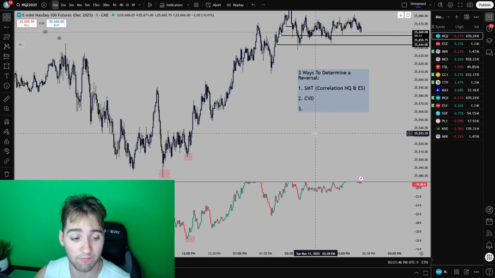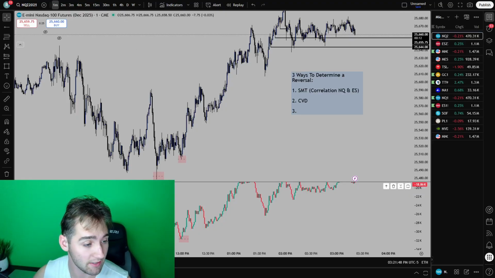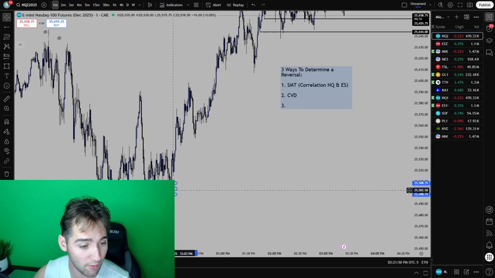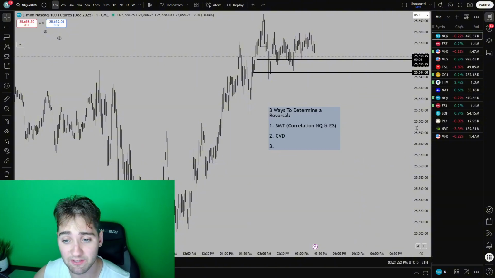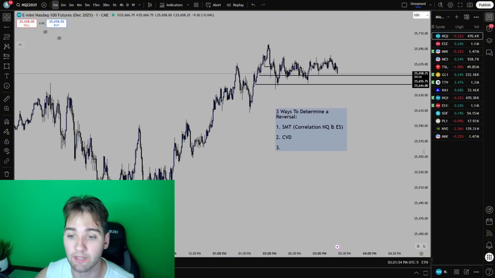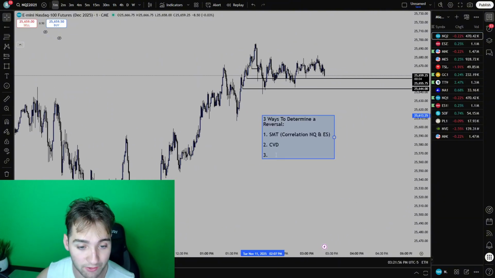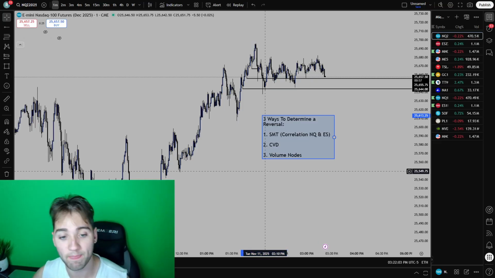And this is going to be the volume nodes. So basically, let me go ahead and get rid of the CVD tool for right now. So the CVD tool, guys, is spectacular. I love it. It's probably one of my favorite things here. Volume nodes, okay? Volume nodes.